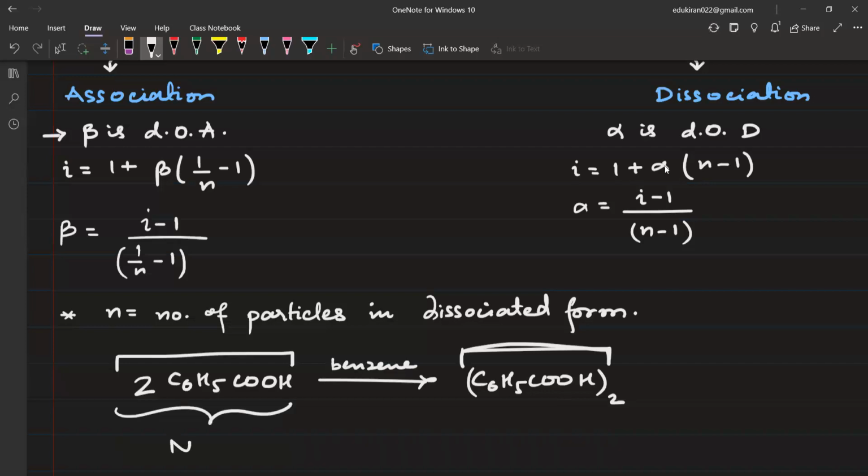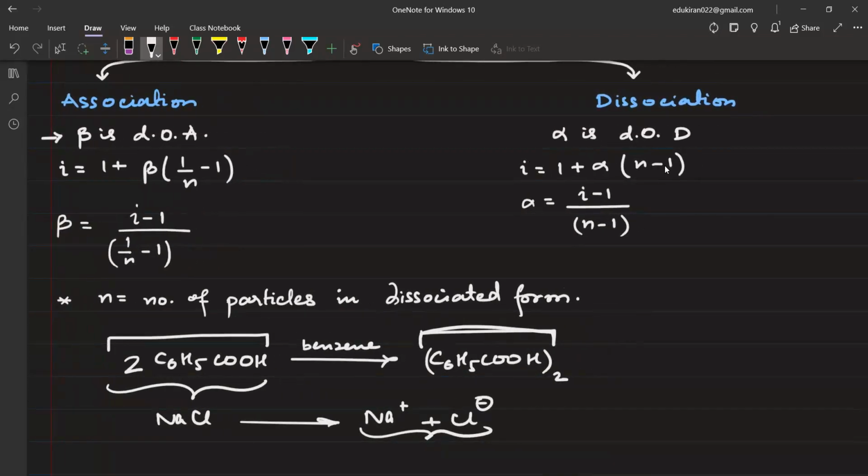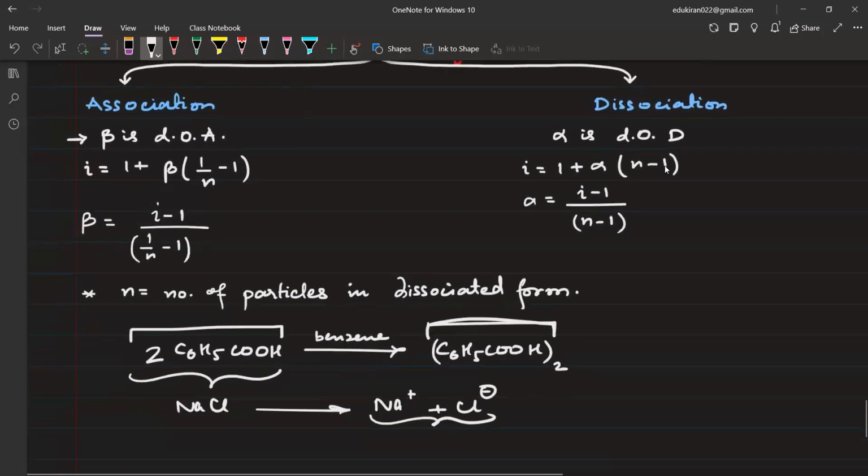But when I take NaCl, it is going to give me Na plus and Cl minus. Here, this is the dissociated form. So what is the n here? It is also equal to 2. Okay, so everything is present in your notes now. You start doing the questions.